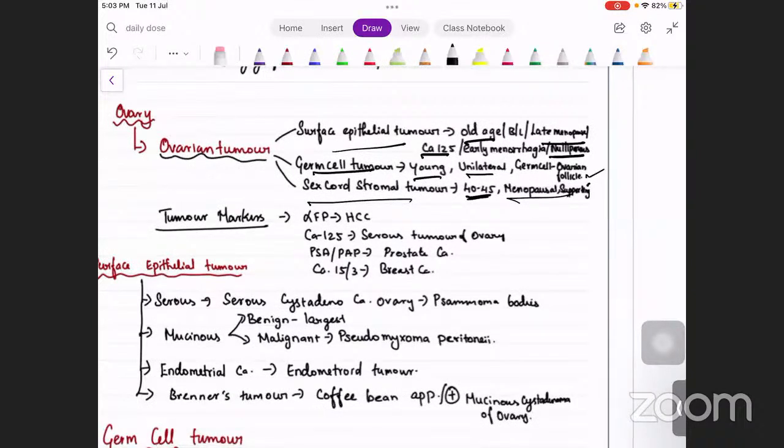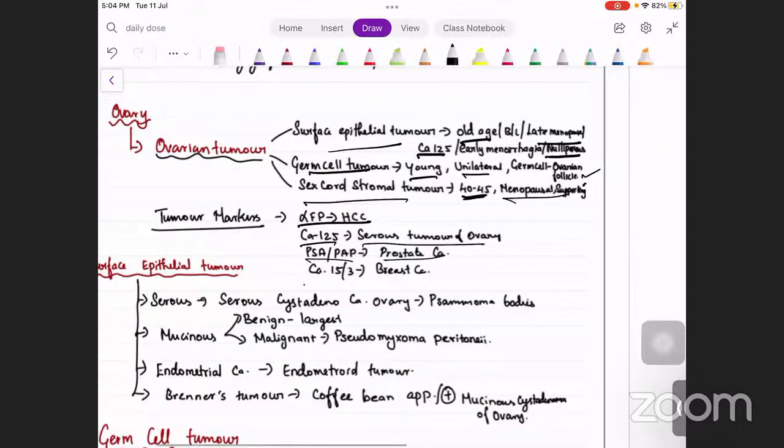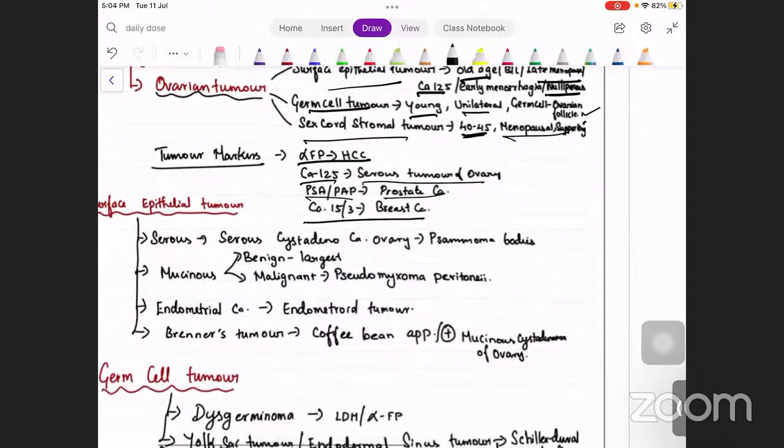And apart from that, the tumor markers: alpha fetoprotein for hepatocellular carcinoma, CA125 for serous tumor of the ovary, PSA or PAP for prostate cancer, CA15-3 for breast cancer.